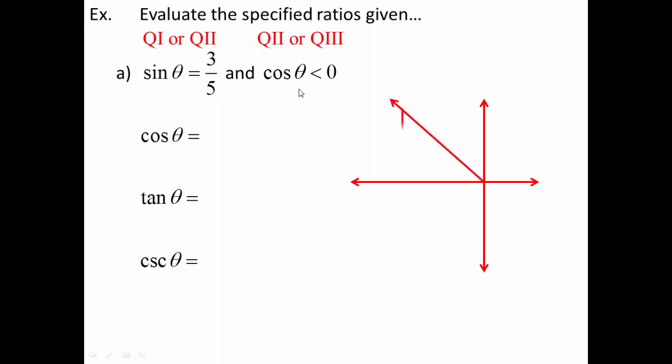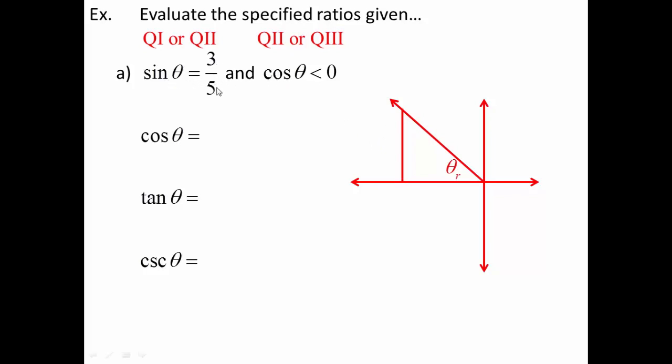Well, this statement says cosine has to be negative. Well, where is cosine negative? Cosine is positive in quadrants 1 and 4, therefore it's negative in quadrants 2 and 3. So we've got two statements. Where do they agree? Obviously, they agree in quadrant 2. So since sine is positive and cosine is negative, I must be in quadrant 2. Now that I know I'm in quadrant 2, I can go ahead and build my triangle.